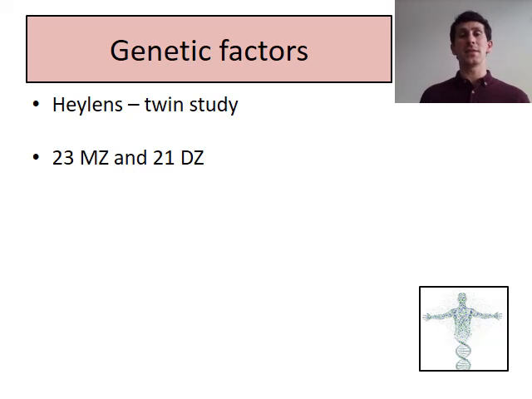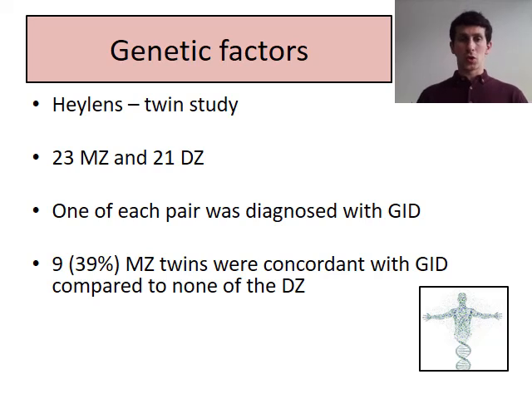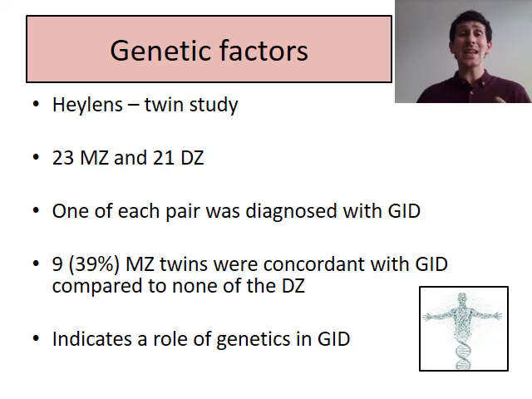We also have a twin study by Hayland, who looked at 23 monozygotic and 21 dizygotic twins. And out of these twins, out of each pair, one of the twins was diagnosed with gender identity disorder. And then we look at concordance rates. So 39% of the monozygotic twins were concordant with gender identity disorder, whereas none of the dizygotic twins were. So 39% of monozygotic twins, if their other twin had it, would have developed the disorder, whereas it didn't make a difference for dizygotic twins. If their twin had it, there was no chance of them developing it. This indicates the role of genetics in gender identity disorder.